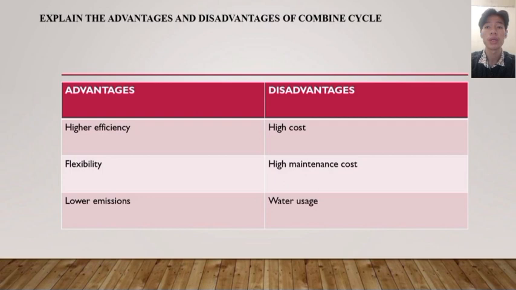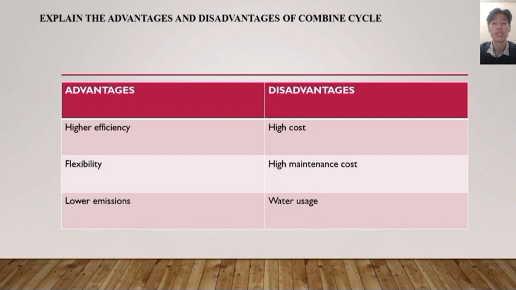Next, I'm going to explain the advantages and disadvantages of combined cycle. The advantage is higher efficiency. The combined cycle power plant uses the Rankine cycle and the Brayton cycle to attain greater efficiency than a conventional power plant. The gas turbine's waste heat is recovered to produce steam, which then operates a steam turbine to generate additional electricity. This means that more energy is extracted from the fuel, leading to increased efficiency and decreased operational costs.